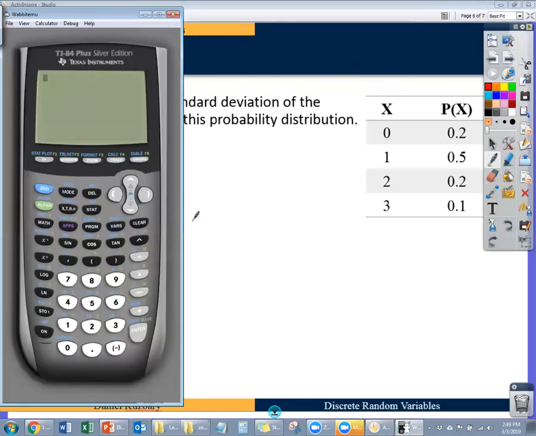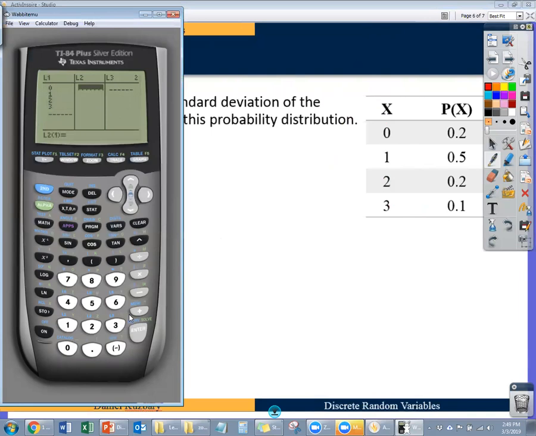So the way to do this in your calculator, if you want to guess the first step, is to go into your lists and put this table into your lists. So I'm going to go into L2 and L1 and put these numbers in here. So in L1, I'm going to put my x values, which are 0, 1, 2, and 3.